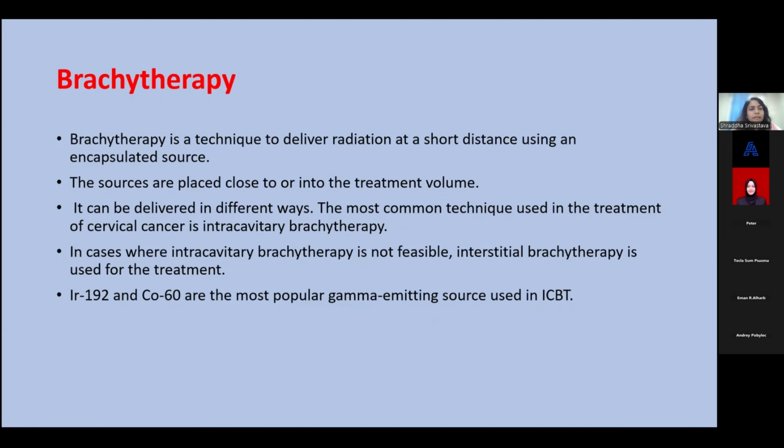Now we come to the second technique of radiotherapy used for the treatment of cervical cancer, which is brachytherapy. Brachytherapy is a technique to deliver radiation at a short distance using an encapsulated source. Here, radioactive sources are placed close to the treatment volume, and it can be delivered in different ways. For example, it can be used as intracavitary brachytherapy in cervical cancer. But in cases where intracavitary brachytherapy is not feasible, interstitial brachytherapy can be used. Iridium-192 and cobalt-60 are the popularly used sources for the treatment of cervical cancer.